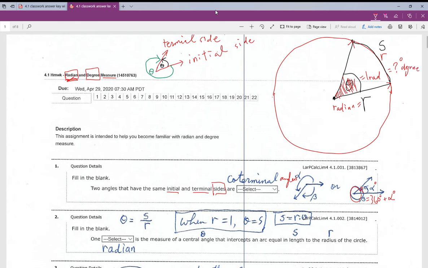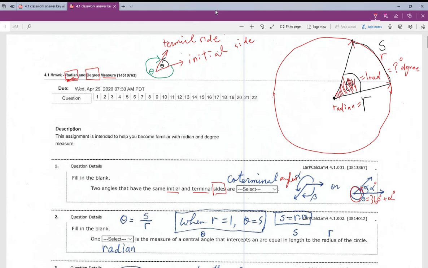So we need to learn some skill to convert a radian to become degree, and how you convert a degree to become radian. But first, you have to fully understand what radian means. So I kind of set the definition for you.